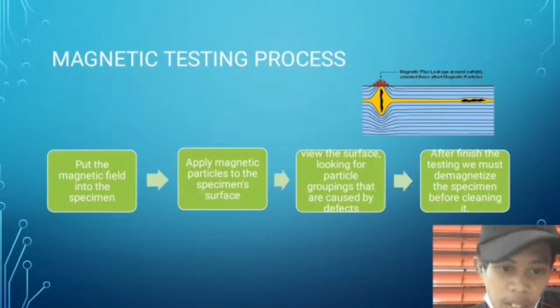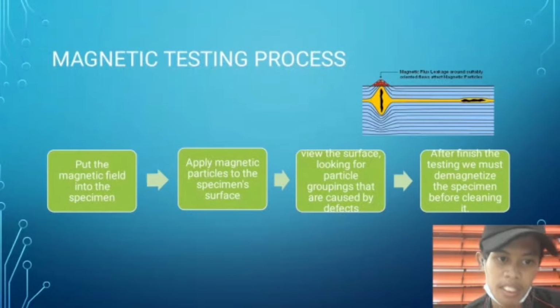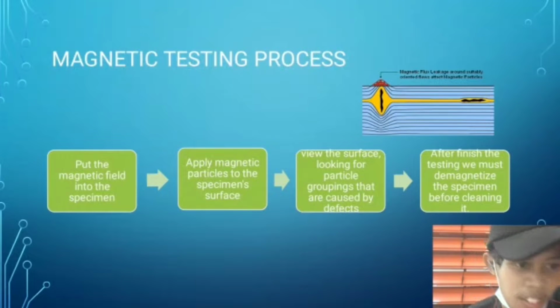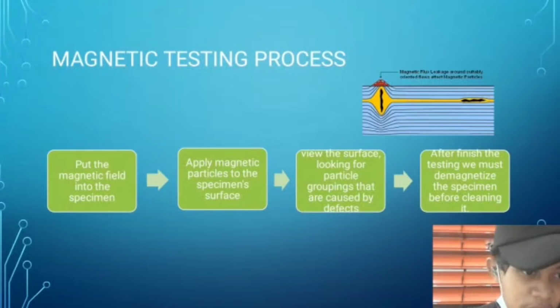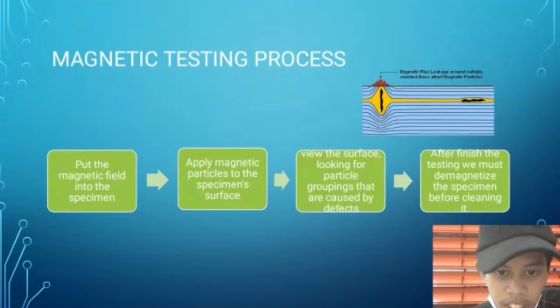Then I would like to talk about the process. There are 4 processes. First, we must put the magnetic field in the specimen. Next, we apply magnetic particles on the specimen surface. After that, we view the surface looking for particle grouping that is caused by defects, and lastly, before we clean up the specimen, we must demagnetize it.